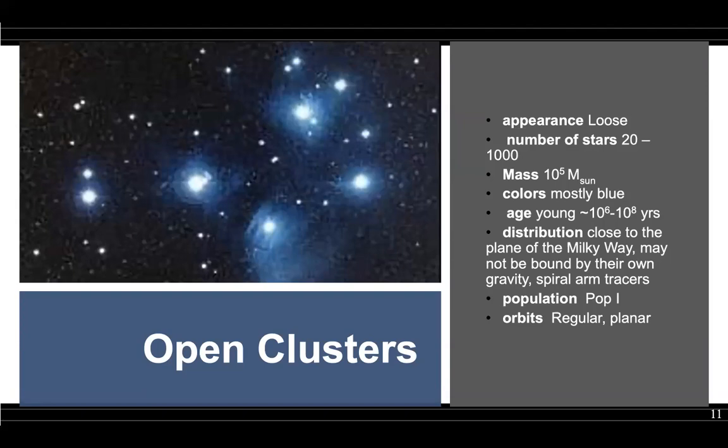The age ranges from 10 to the power of 6 to 10 to the power of 8 years, and the distribution of these clusters, like I mentioned, is on the plane of the Milky Way, right? These are population 1 stars, and the orbits are regular. These star clusters go around in almost circular or elliptical orbits. They go around the center of our Milky Way in a disk, right? While in globulars, you have all kinds of tumbling orbits.